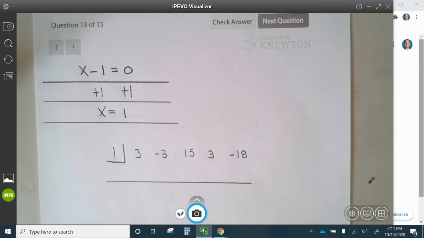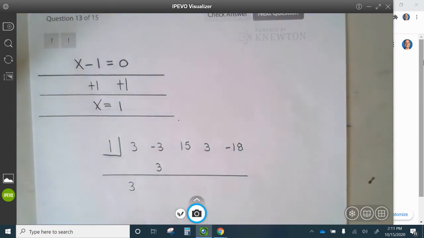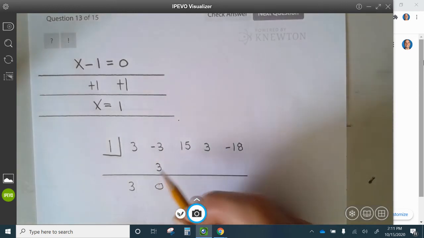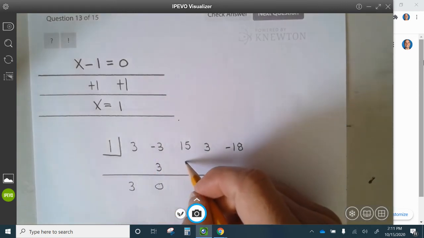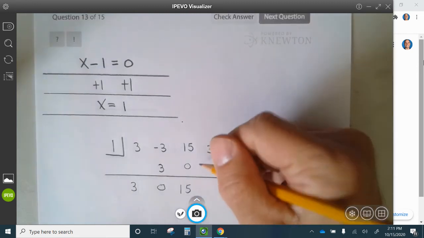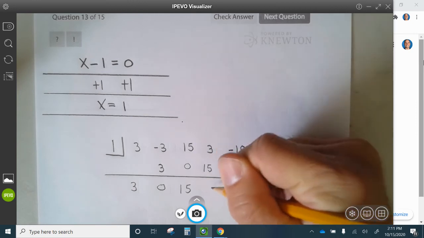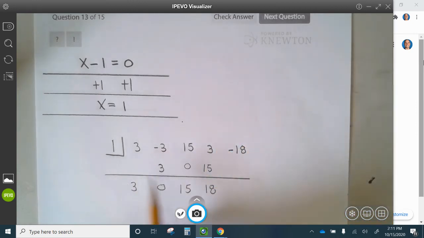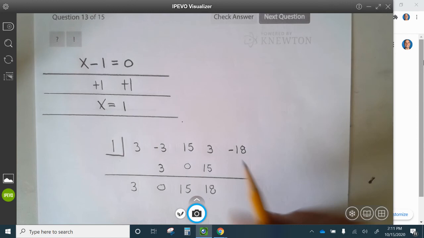So bring down the 3. 1 times 3 is 3. -3 and 3 combine to be 0. 1 times 0 is 0. Bring down the 15. 0 and 15 combine to be 15. 3 and 15 become 18. 1 times 18 is 18. So the remainder is 0.